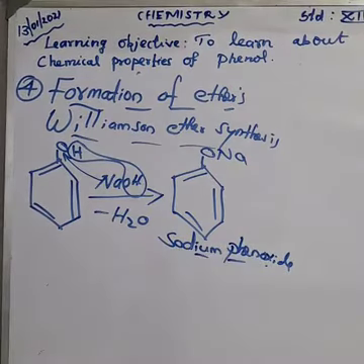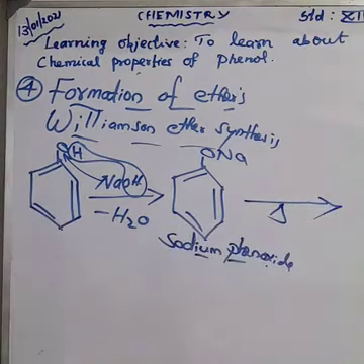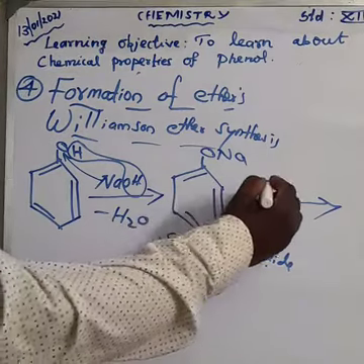Sodium phenoxide. Clear? The sodium phenoxide again reacts with methyl iodide, on heating. Okay. So when heating with methyl iodide. Can you say what is the formula for methyl iodide? Can you say the methyl formula? CH3. Very good. CH3, methyl, with iodine, we get CH3I, methyl iodide.